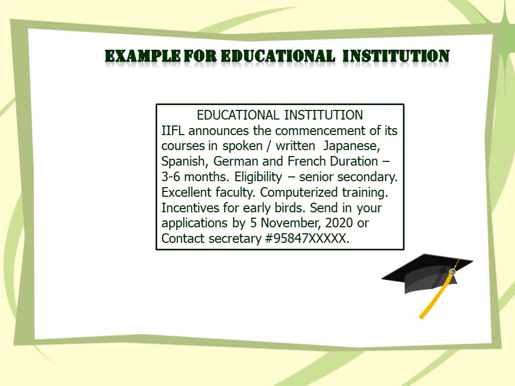So this is a simple example for writing a classified advertisement for educational institution. If you notice this carefully, all the important points which I showed you previously are mentioned here, that is name of the organization and then also the course offered, the duration offered, the eligibility, about the faculties, incentives if any. All these things are mentioned here.